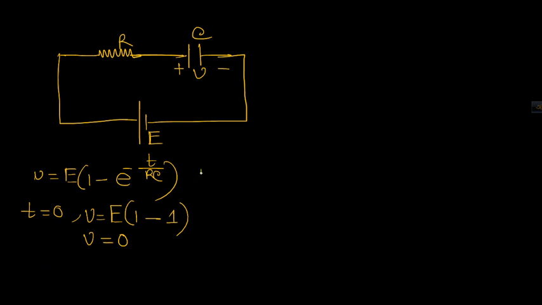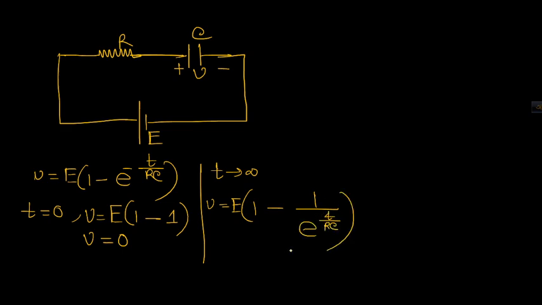And when t is equal to infinity, something interesting will happen here. Let's write the equation again: 1 minus e to the power minus something, which we can write as 1 by e to the power something. Now as t tends to infinity, e to the power infinity is again infinity, and 1 by infinity is equal to 0, so we can write V is equal to E.